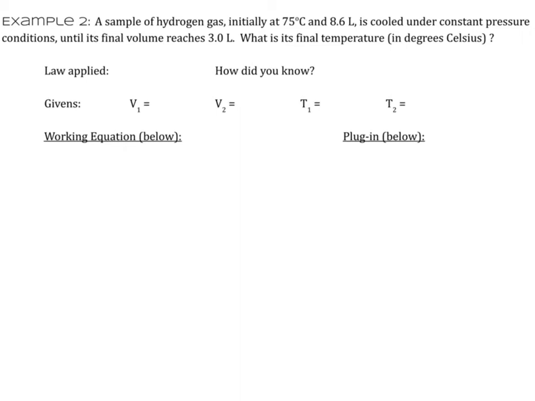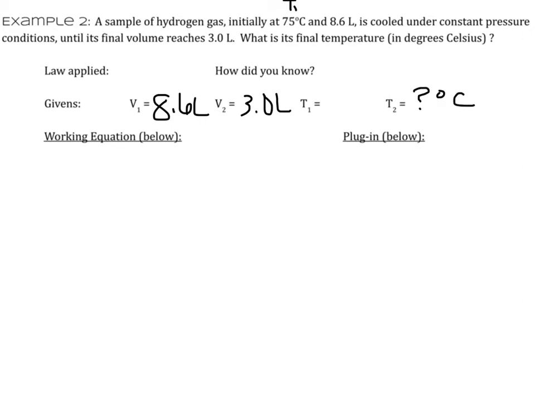In this example, we're looking at a different gas law. So again, copying down our information, we have a gas that's initially at 75 degrees Celsius. So that's going to be my T1. You'll see why I'm labeling it this way in just a second. And it starts out at 8.6 liters. It's cooled under constant pressure, so we know that pressure is not changing. And its final volume is going to be 3.0 liters. What is its final temperature in degrees Celsius? So that actually might be something useful to write down.